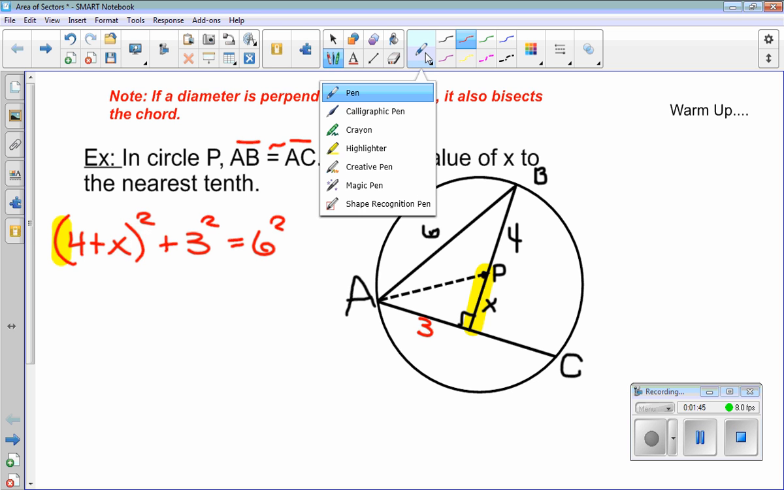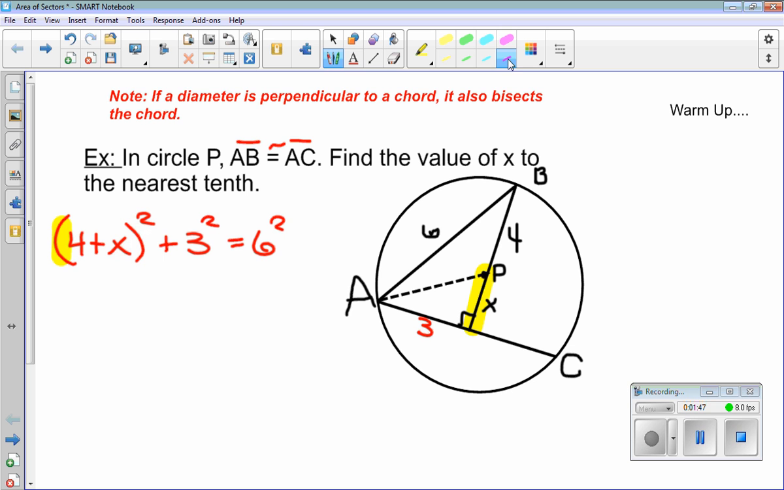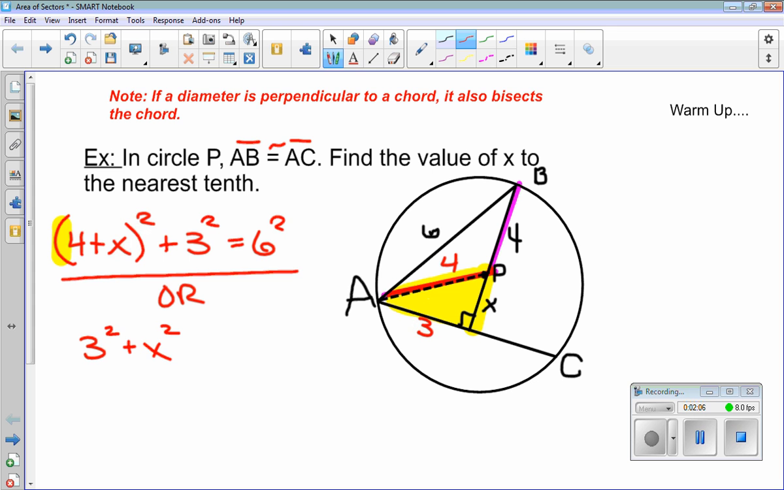Thank you. So we also know that this is 4 because it's a radius just like PB. So then we can just simply look at this little triangle here, and that would be a lot easier. So if this is 4, we know that 3 squared plus x squared is equal to 4 squared. And that one's a little bit easier, okay? Both would work, but this one would be a lot quicker, don't you think?